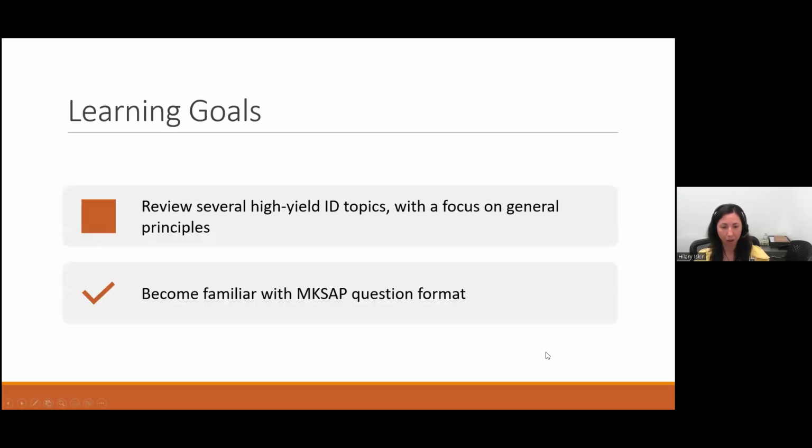And our learning goals here, we're going to flip through several high-yield ID topics, looking to pull out general principles where we can. And then also just to get you guys familiar with the question format.